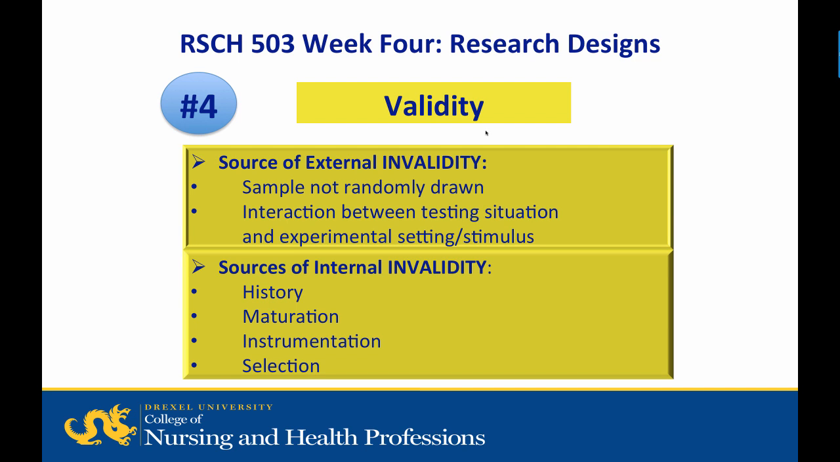Two sources of external invalidity include non-random sampling and interaction between the testing situation and the experimental setting or stimulus. Several sources of internal invalidity include history, maturation, instrumentation, and subject selection.